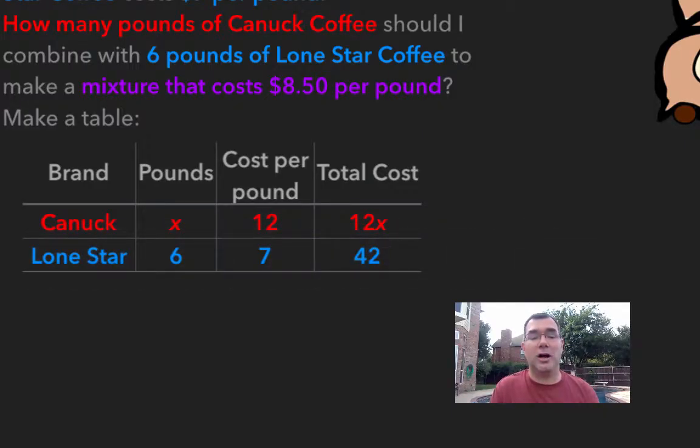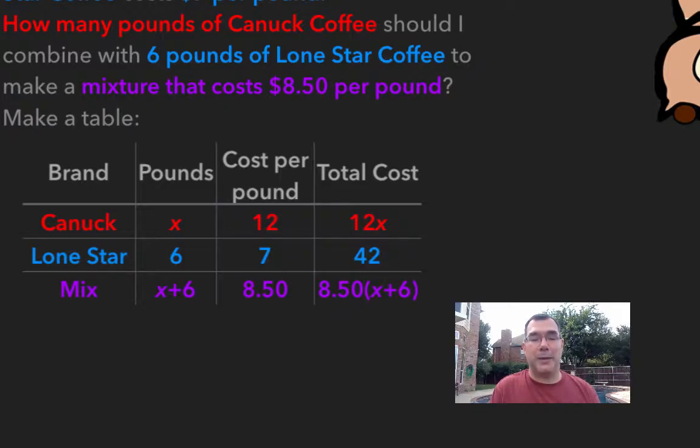Then I have Lone Star Coffee. I know I'm going to have to add 6 pounds of that. The cost per pound is $7 per pound, and so the total cost would be the 6 pounds times the $7 per pound, and that's $42. So the mix is going to have the x pounds of Canuck Coffee and the 6 pounds of Lone Star Coffee in it. So that's a total weight of x plus 6.